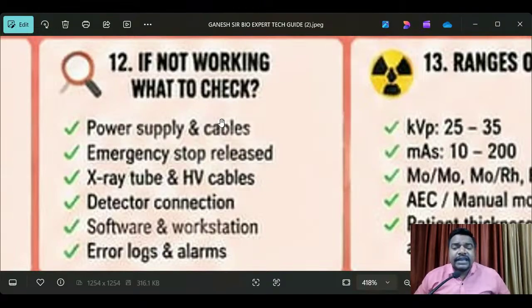Now come to the point. If it's not working, what to check? Listen carefully, for mammography equipment. Number one, power supply and cables. Number two, emergency stop released. Number three, X-ray tube and HV cables. Number four, detector connections. Number five, software and workstation. Number six, error logs and alarms.